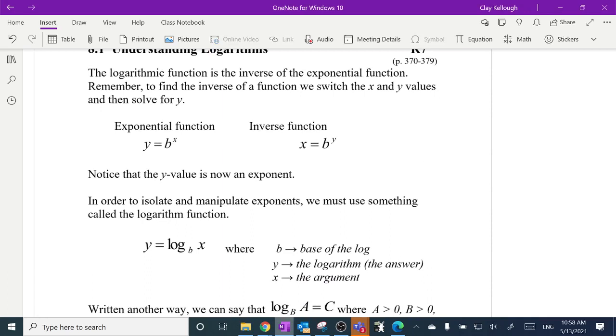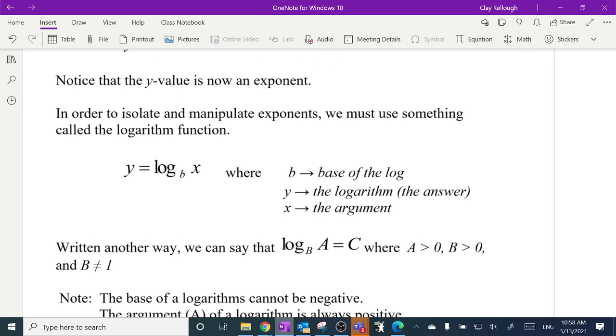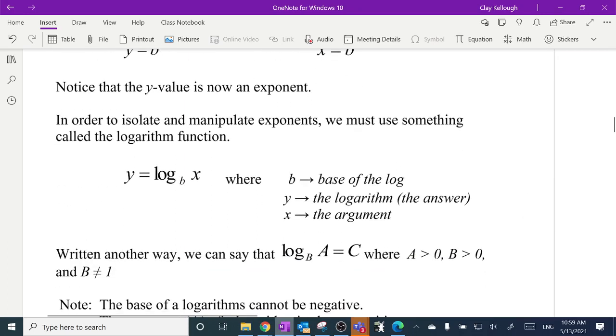If you take a function that is exponential, so that the variable is the exponent, and then you make it its inverse, so you switch x and y, now the y value is the exponent, and you can write that in what we call logarithm form, where the base becomes this little b here, y is the answer. Remember, in the original equation, it was the answer, and when we did the inverse, it was the exponent. And we call the x the argument of the log.